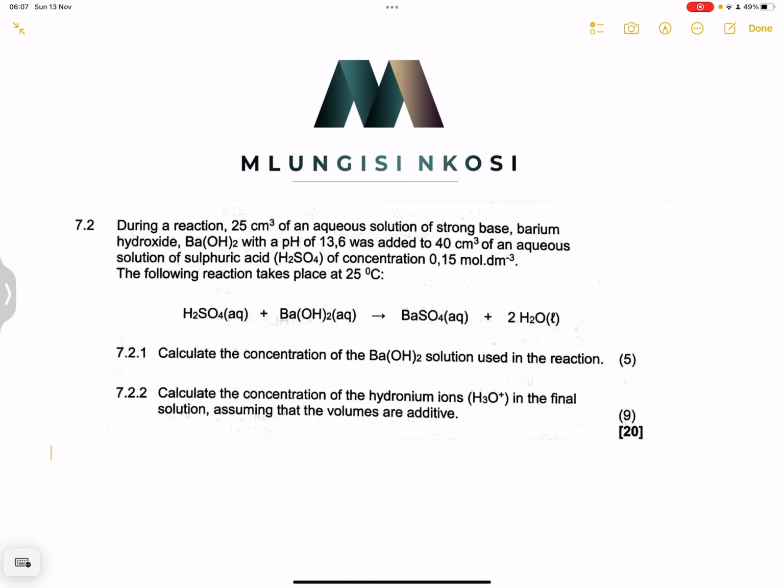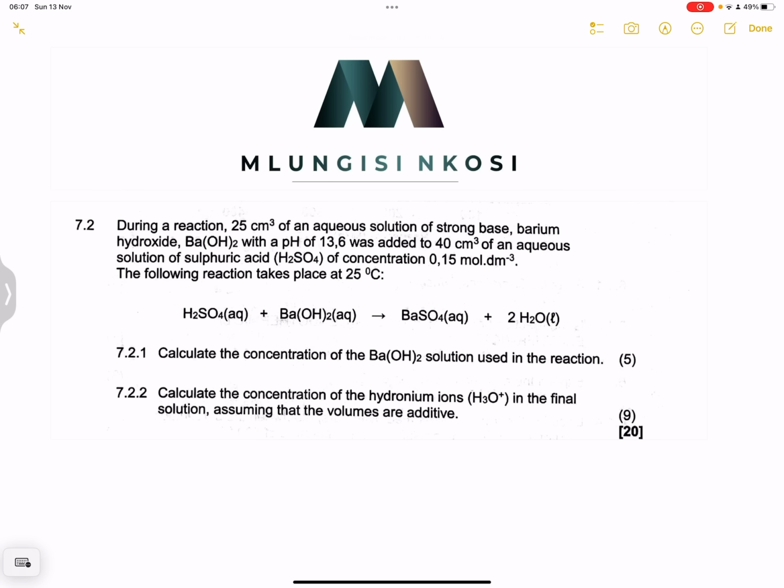I'm back with another very interesting question on acids and bases. Let's just quickly have a look at it together. So, they say during a reaction, 25 cubic centimeters of a strong base, barium hydroxide solution with a pH of 13.6, was added to 40 cubic centimeters of aqueous solution of sulfuric acid with a concentration of 0.15.